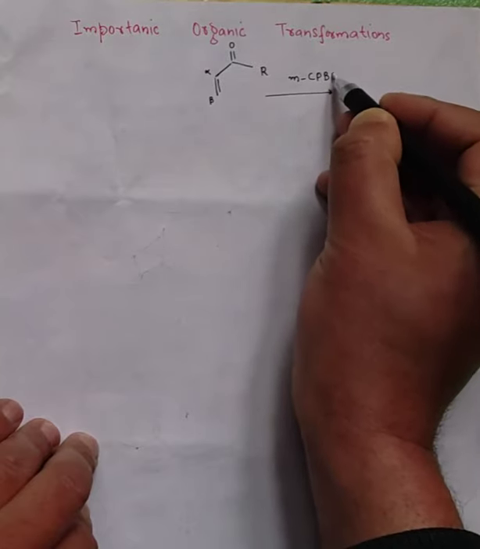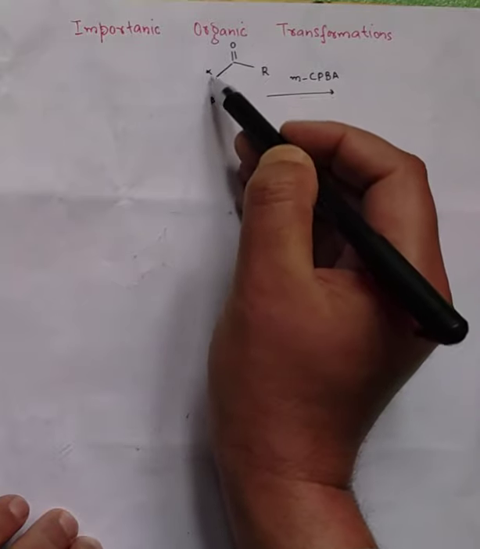metachloroperbenzoic acid. Now we know what metachloroperbenzoic acid can do. It can do 2 things. Number 1, it can convert an alkene into an epoxide. Number 2, it can convert a carbonyl compound, that carbonyl, into an ester. Now in this compound, we have both the functionalities present. So we have a carbonyl here, and we have a double bond here. So now which compound will be formed, or is it possible that both compounds will be formed? Whether the epoxide is formed or the ester is formed, what will happen?